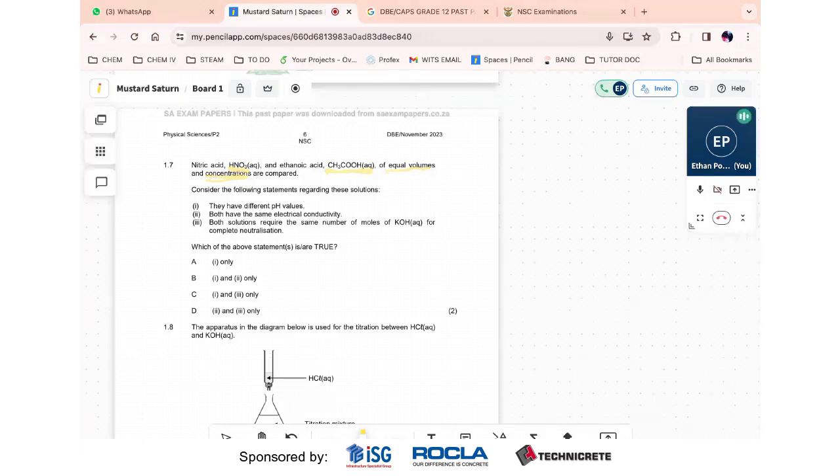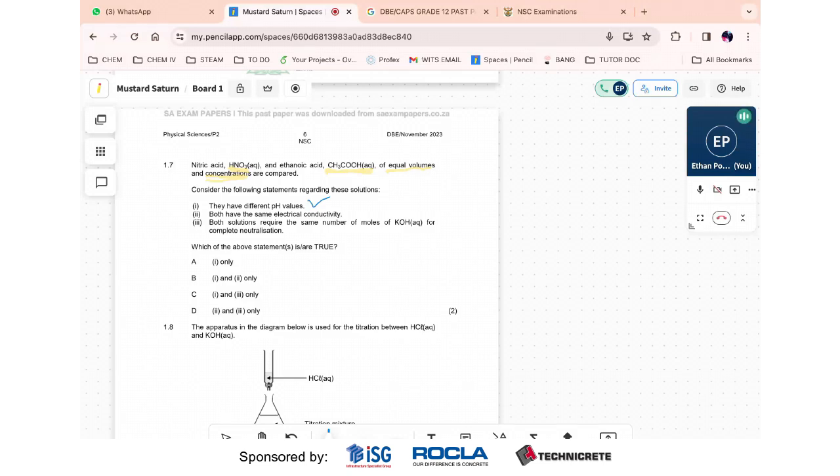Consider the following statements. They have different pHs. This is true because, like I said, HNO3 totally dissociates, so you'd have a maximum amount of hydronium ions in solution, whereas ethanoic acid does not totally dissociate. So you won't have as much hydronium ions or H plus ions, which affect pH in concentration. So definitely one is correct. Both have the same electrical conductivity.